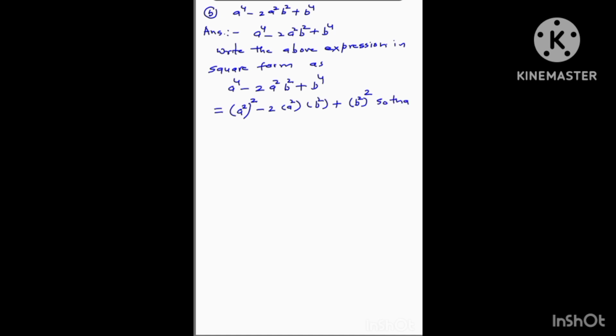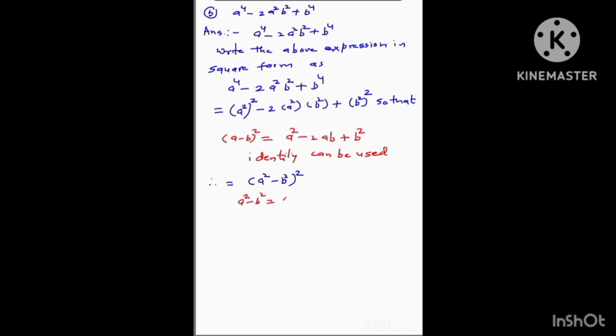Okay, now you can use the very famous identity, a minus b the whole square is equal to a square minus 2ab plus b square, and the above expression is similar to this. Okay, this identity you have to use, and factorize it. So write a square minus b square raised to 2.